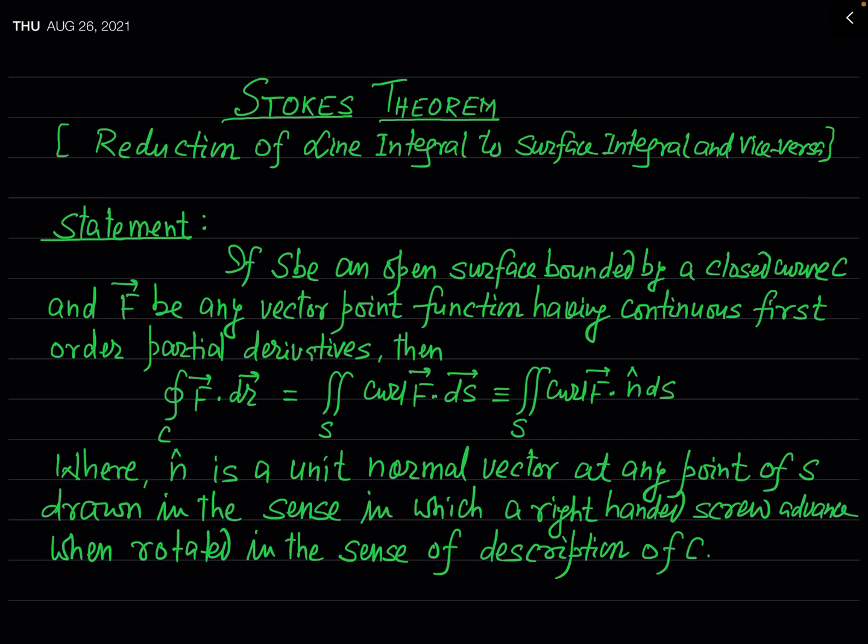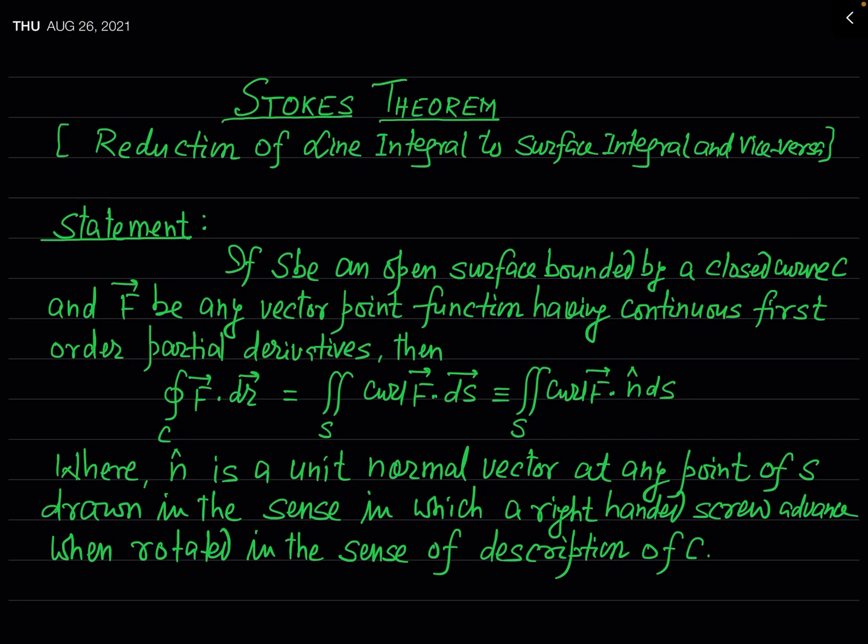curl F dot n hat dS, because you know that this n hat is a unit normal vector at any point of the surface S, drawn in the sense in which a right-handed screw advances when rotated in the sense of description of the curve C.